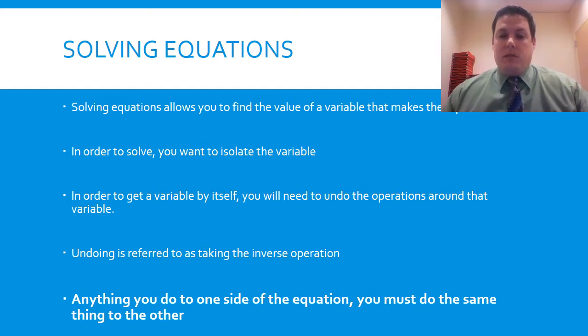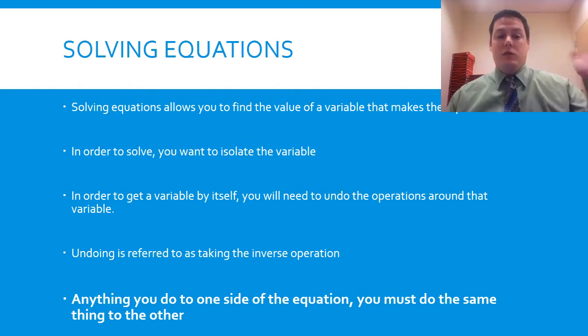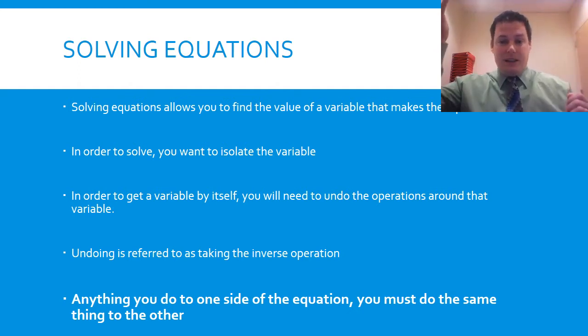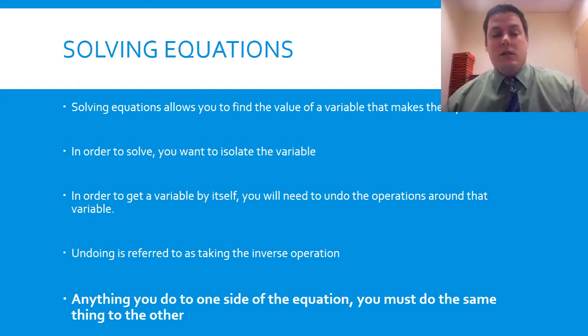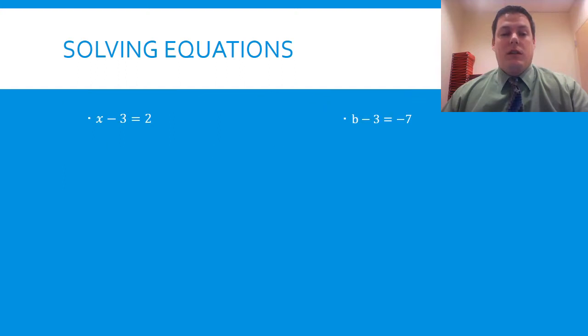It's important to remember, and I'll say this several times throughout the lesson, anything you do to one side of the equation, you must do the same thing to the other, and that's because they're balanced. The equation must be balanced. If you do something to this side, then it doesn't equal the other side any longer. So in order to keep that balance, whatever operation you do to one, you have to do to the other. So here are some examples.